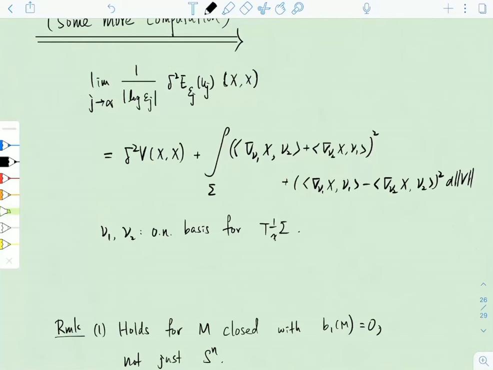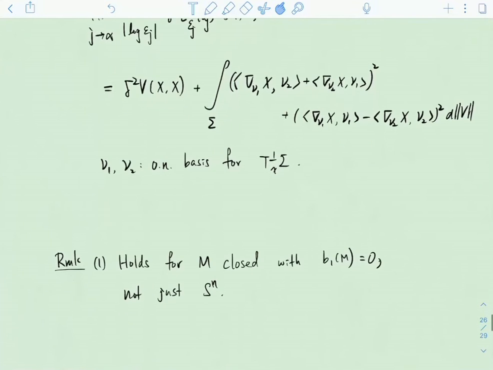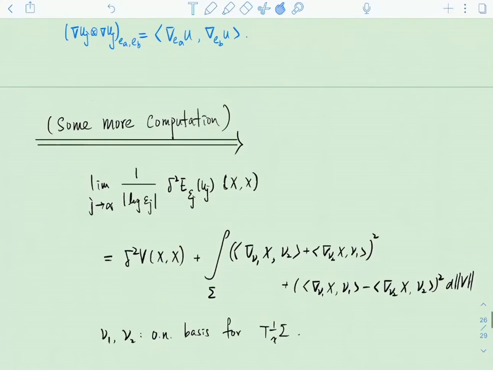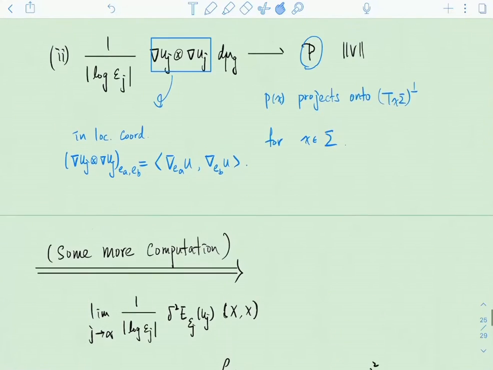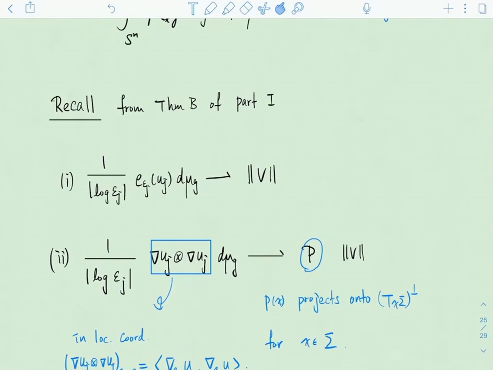Okay. So secondly, before that, that reminds me. In facts 1 and 2 here, of course, we use the fact that we're on Sn, and Sn has vanishing first Betti number, and that's why we only get the weight measure and not the other part in the limit. Okay, should have emphasized that.